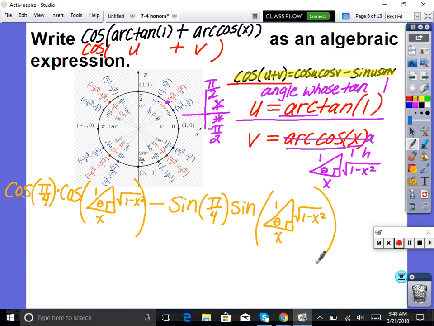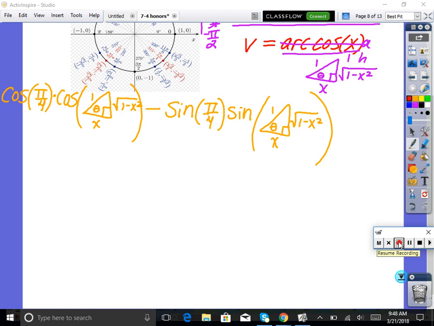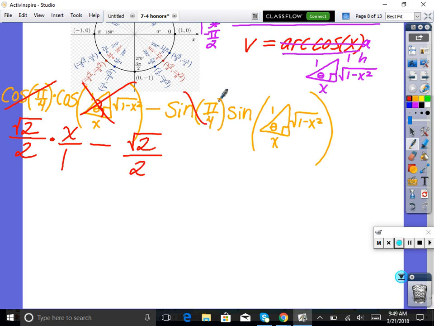And now all we have to do is simplify it in sections. Okay, let's simplify this. What is the cosine at pi fourths? We should have it memorized. Roots 2 over 2. We have now simplified that. Then times, what's the cosine of that triangle? It's x over 1, just to show my work. Minus sine at pi fourths is, right, roots 2 over 2. Then we're multiplying by the sine of that triangle, which is the square root of 1 minus x squared over 1.